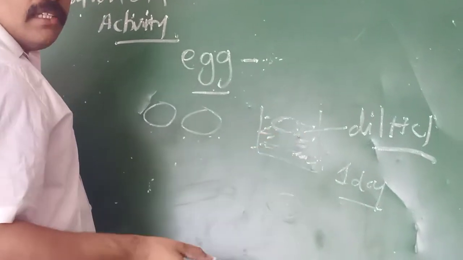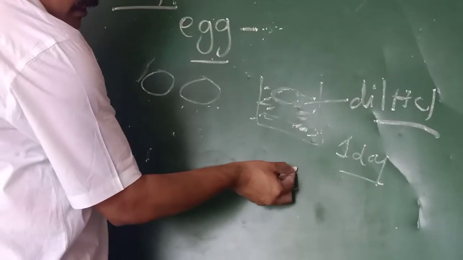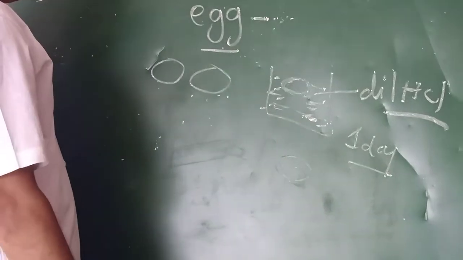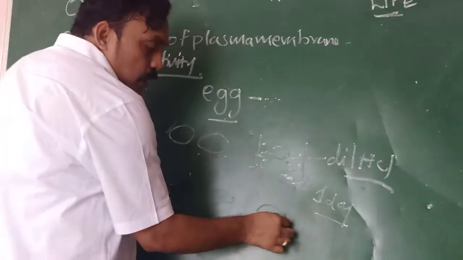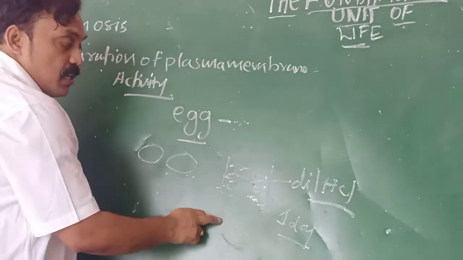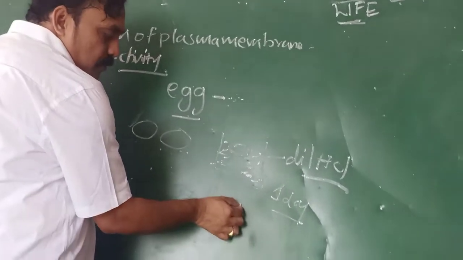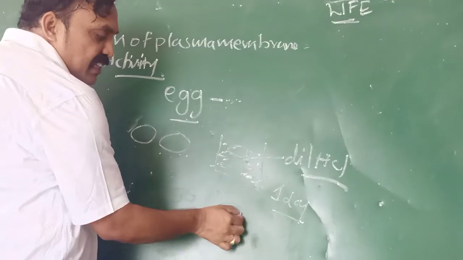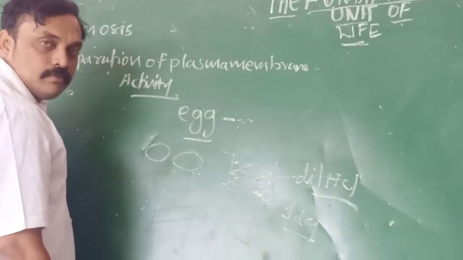Okay, based on the dilute HCl, the outside shell, whatever shell is there, the egg is covered with shell. Everything, whatever shell is there, is removed. That is melted. Why? Because we kept it in dilute HCl. So only a very thin layer is covering it. That thin layer is the plasma membrane.